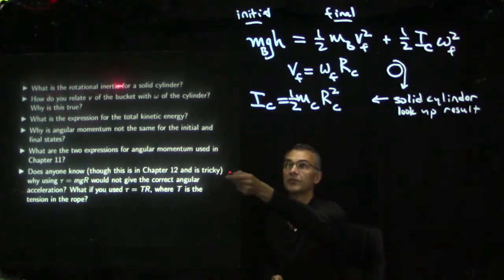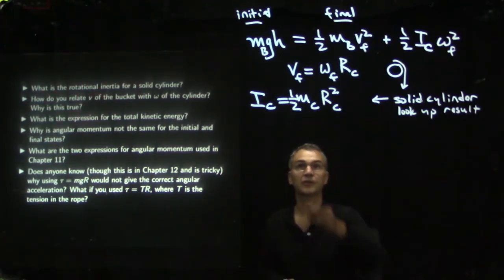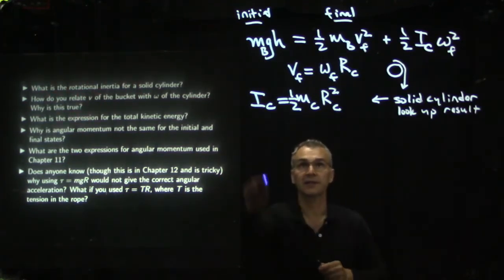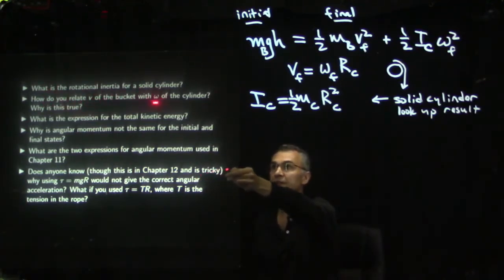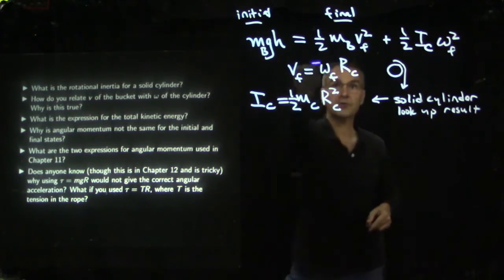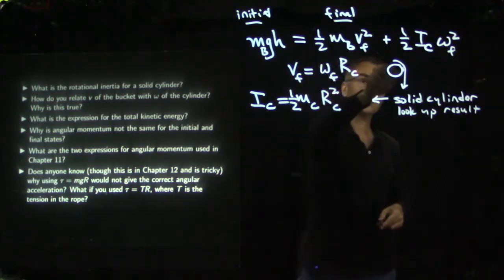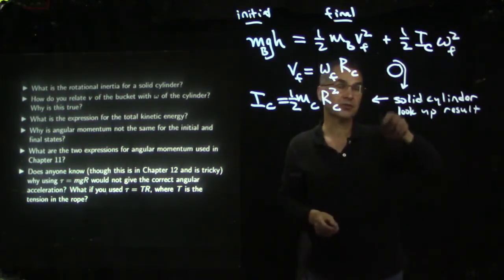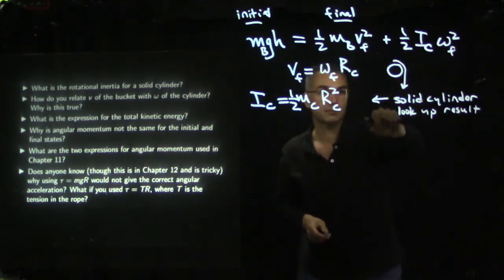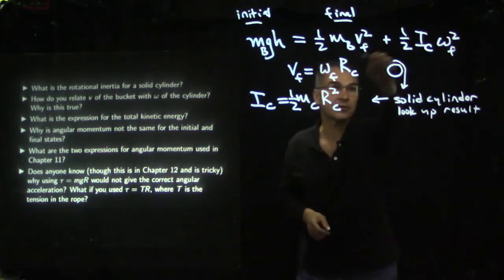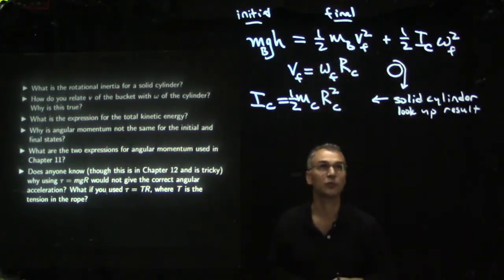What is the rotational inertia for a solid cylinder? Well, I would say it's 1/2 mr squared. How do you relate v of the bucket with omega of the cylinder? Well, why is it true? It's true because the rope is wrapped around the cylinder in a way that pulling the rope down by one circumference causes the cylinder to turn around one full rotation.